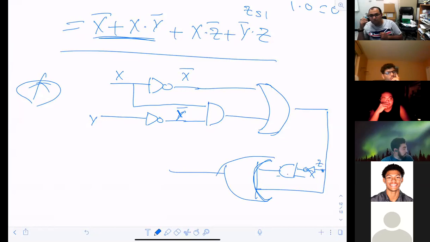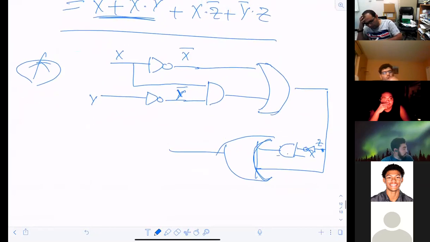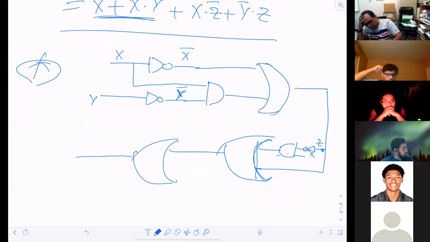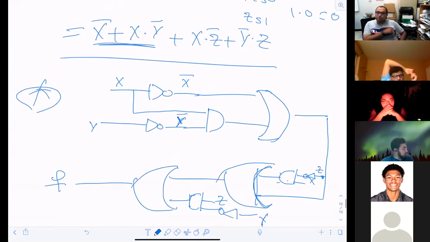This is not connected, right? Then you will take this and still you will OR it, I'm sorry. You will OR it like this with the AND gate of the y and z, and that will be the function, right?